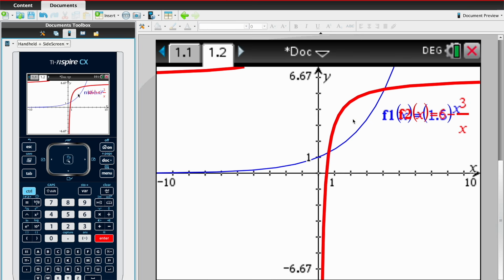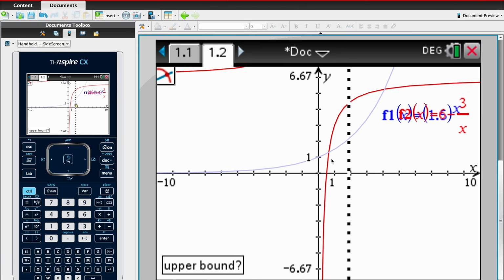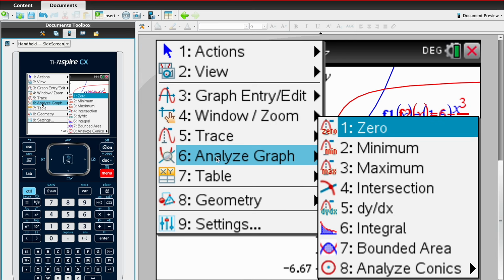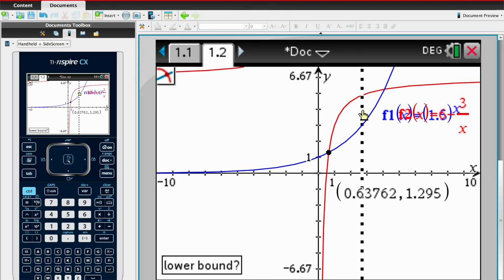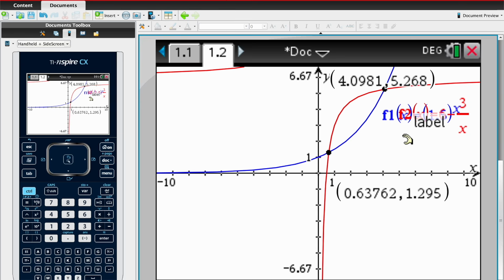And now we have these two intersection points. So let's go ahead and menu, analyze graph, find the intersection point. Let's find the smaller intersection point first. 0.6376, 1.295. Let's actually find the second intersection point as well. So lower bound, upper bound, and there it is. 4.0981 and 5.268. So let's go ahead and write this down in the document.